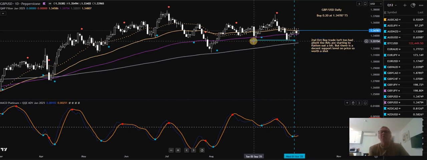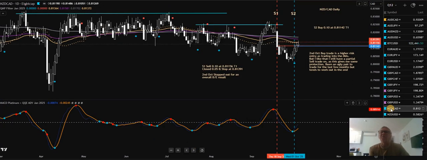MACD platinum below the 0 level, nice support level. If you're going to have a stop in place, it'll be below that support level somewhere around the 240 area. But at least it's heading in the right direction, other than all the other previous issues I've got.